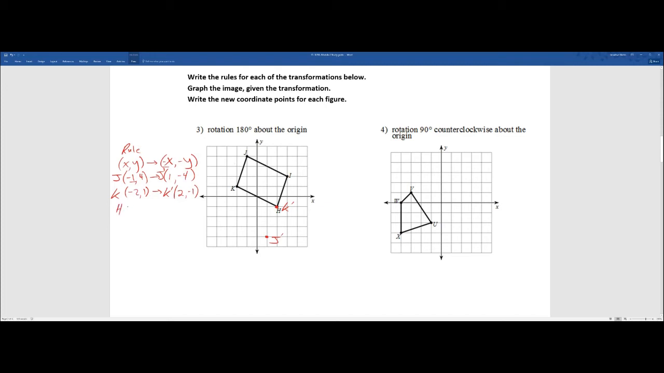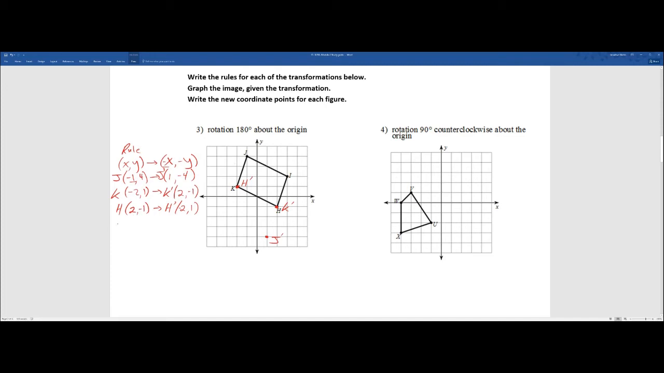So let's deal with h. So h is at 2, comma, -1. But now we're looking for h prime. Negative of positive 2, -2, and negative of -1, positive 1. So h prime turns to -2, comma 1 right here on where k used to be. So that's going to be where h prime is.